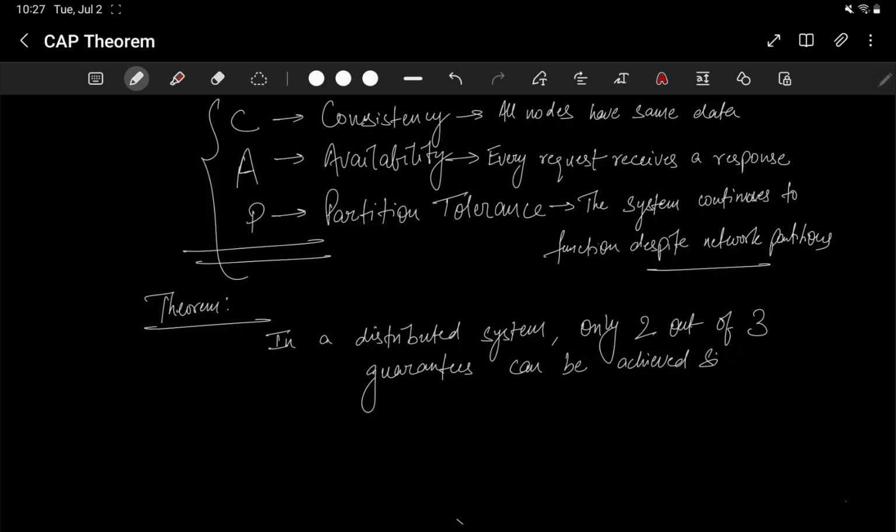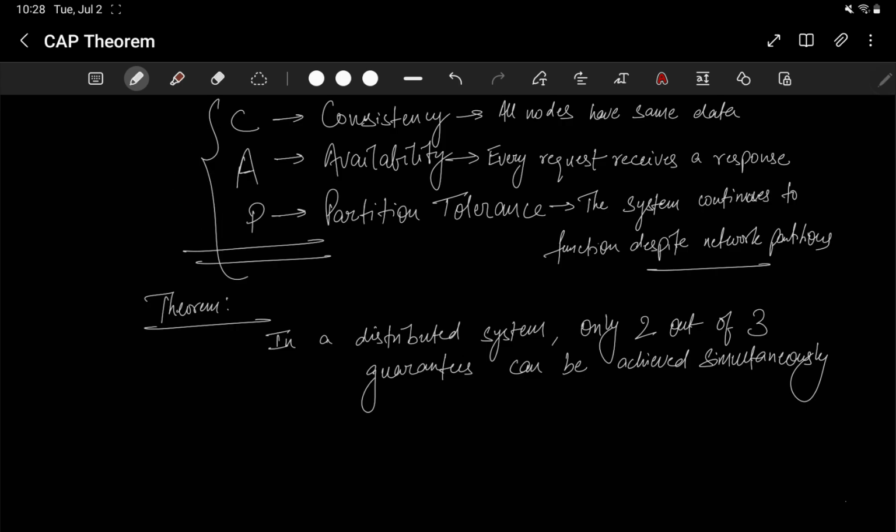Can be achieved simultaneously. Only two out of three. All three cannot be achieved. Either it will be CA, or it will be AP, or it will be CP. Okay, it will never be all three. This is what CAP theorem suggests.